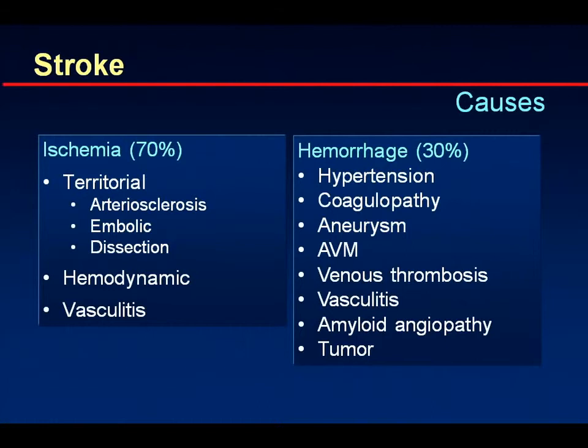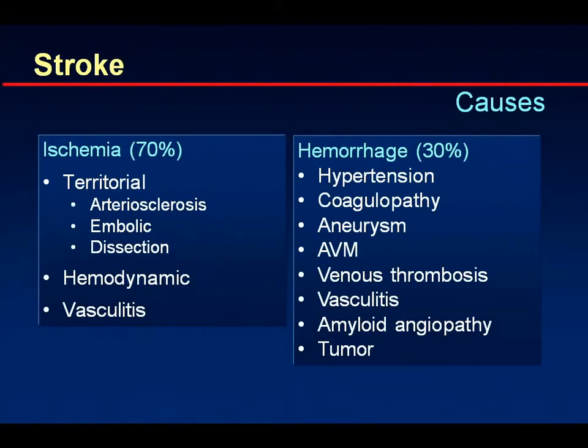If you look at the two big causes of stroke, about 2/3 are due to ischemia, and about 1/3 is due to hemorrhage. Now, if you look at ischemia, arteriosclerosis is one of the major factors that leads to stroke, be it directly or indirectly. Embolic reasons can also lead to stroke when a clot comes from somewhere and ends up in the brain, but also dissection can lead to stroke.